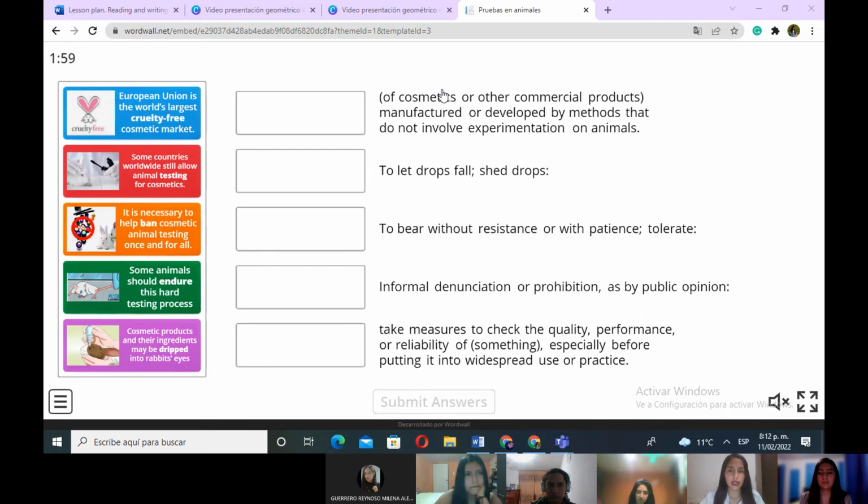So as I said, I'm going to give you 3 minutes in order that you can complete this activity. I already shared with you the link of the word wall. So go ahead, guys. Once you have finished, please take a screenshot of your grade, your score, in order to show that you have completed this activity.